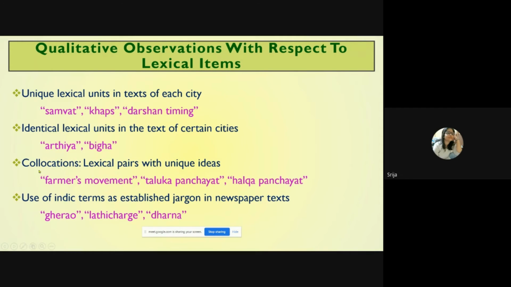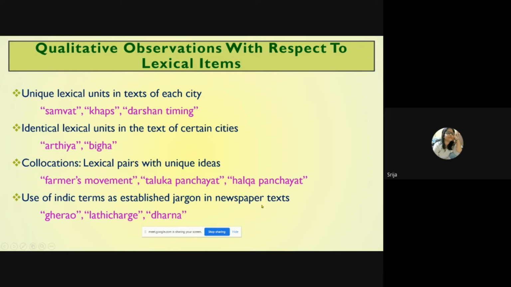Okay, so the third observation is collocations or lexical pairs with unique ideas. So here I have listed three collocations: farmers movement, Taluka Panchayat, and Halka Panchayat. Farmers movement is a fairly common collocation in several cities of India, but Taluka Panchayat was only seen in the news text of Ahmedabad, and Halka Panchayat was only seen in the news text of Srinagar. So they cannot be used alternatively. This is what I was trying to show, the lexical contrastivity between the different regional varieties. Halka Panchayat means village level Panchayat, and Taluka Panchayat means block level Panchayat. But the news text of Srinagar was never seen to use Taluka Panchayat while explaining block level Panchayats, and vice versa.